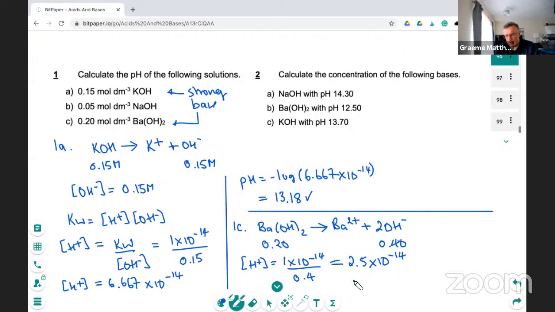And so, hold on, H plus, pH. pH is minus the log of the hydrogen ion concentration, which is minus the log of 2.5 times 10 to the minus 14, which is minus the log of 2.5 to the negative 14, and it's coming back as 13.6.